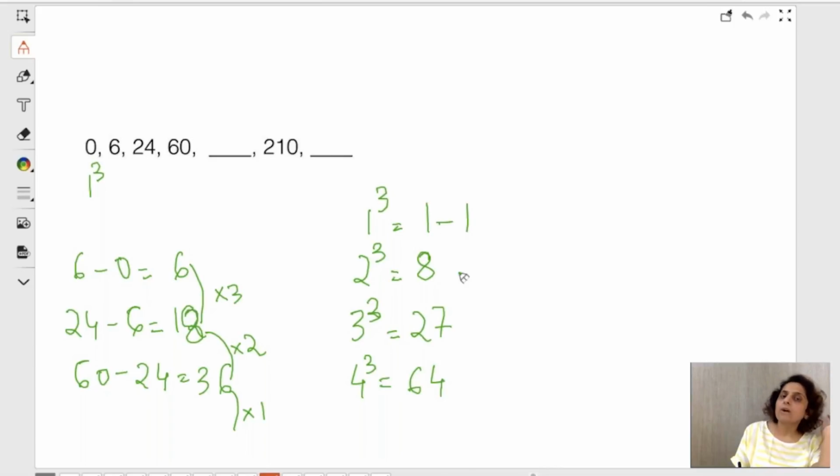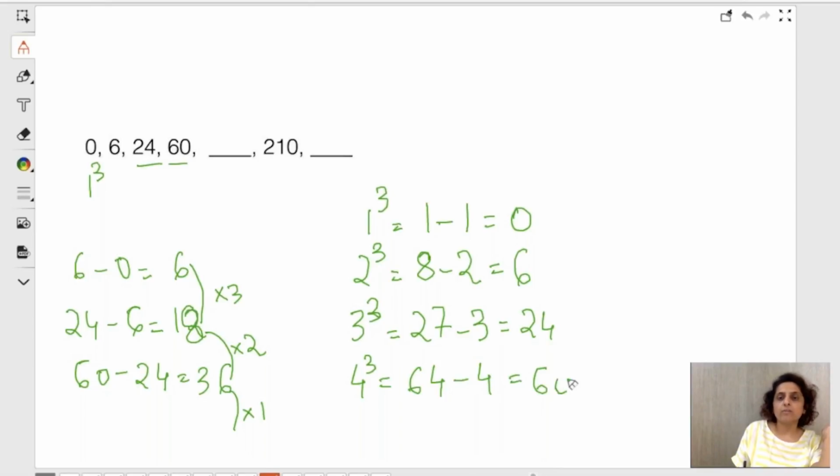How do we get 0 from 1 cube? When we subtract 1 from 1, we get 0. How do we get 6 from 8? By subtracting 2: 8 minus 2 gives 6. How do we get 24 from 27? By subtracting 3, that gives 24. How do we get 60 from 64? By subtracting 4. So this is how we are getting our numbers.